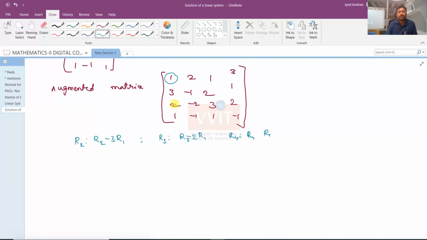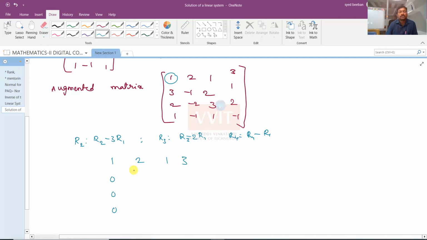R4, both are same, so simple subtraction only. So I make it here: R2, R3, R4 are updated, so R1 is not altered. 1, 2, 1, 3. These three positions we made wantedly zeros.